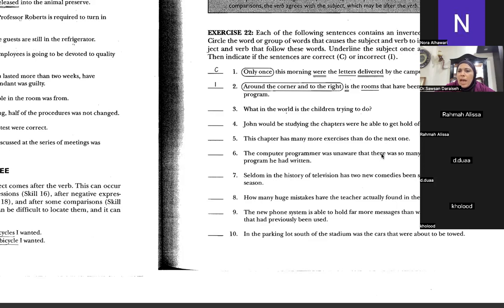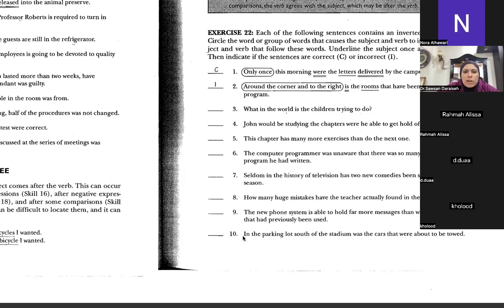The problem is that when we have the inversion, we did not make sure that there's agreement between the verb and the following subject, which is mistakes here. So it should be plural. The computer programmer, مبرمج الحاسوب, was unaware, كان غير مدرك, that there were, إنه كان هنالك, so many mistakes, أخطاء كثيرة in the program, في البرنامج. Which program? The one he had written, اللي كتبه. The verb should agree with mistakes, which is the subject that followed the verb, because we have inversion here because this sentence has comparison.